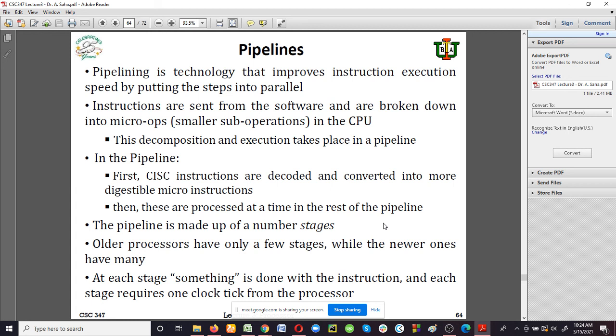This always comes up when you are discussing the computer system, the CPU, RAM, and graphics card. When you talk about the top level of the computer, it always comes into the discussion that memory is not faster. RAM is slower than the processor, and the processor is the fastest component. This is the main problem, and to reduce it, two techniques have been applied in the CPU: one we have discussed already, the cache memory, and the second is the pipeline. So what is pipeline technology? The pipeline is a technology that improves instruction execution speed by putting the steps into parallel. The concept is similar to cache memory.